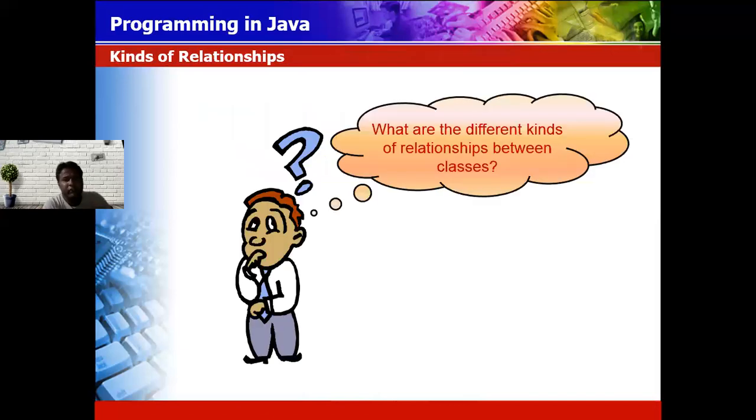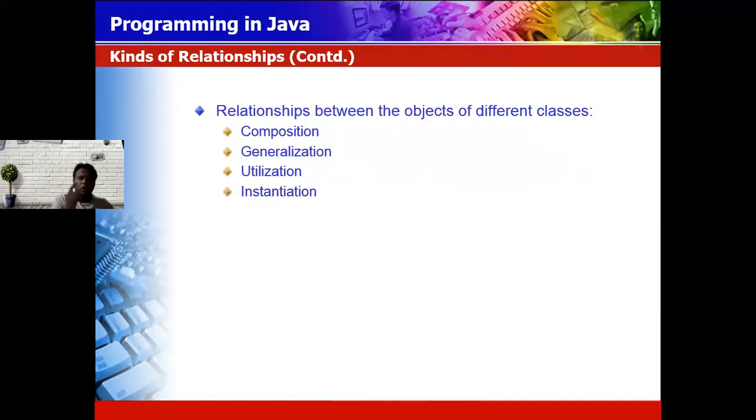So what are the different kinds of relationships present between the classes? One is your composition relationship, generalization relationship, utilization relationship, and instantiation relationship. These are the different relationships that we have: composition, generalization, utilization, and instantiation. First, we move to the composition relationship.